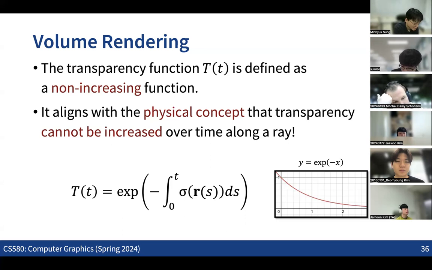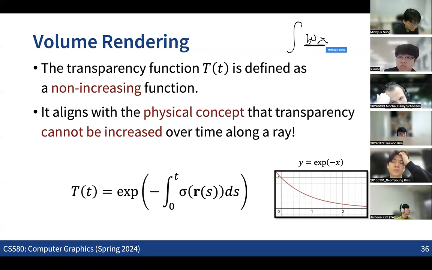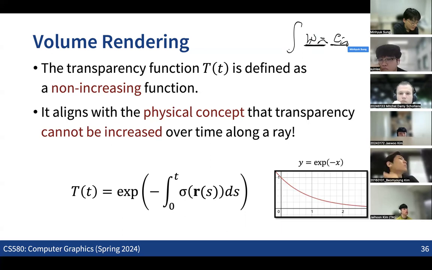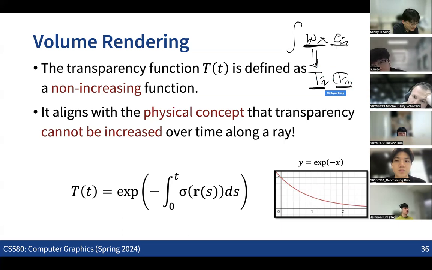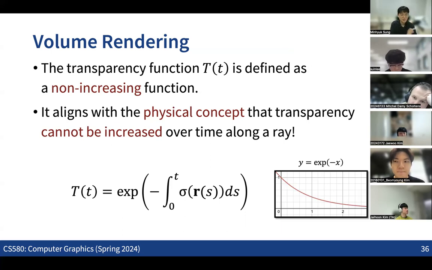So again, the basic idea is that we are taking an expected value: how likely the ray will stop at the point, and also the emitted radiance at the point. This probability is computed as the multiplication of the transparency and the opacity. The transparency indicates how likely the ray will not collide with anything until that point, and sigma here is the opacity, which means how much the ray will hit something at the point. The transparency is calculated based on the opacity, making it a non-increasing function, which is naturally aligned with the physical concept of occlusion. So this is the basic idea of the volume rendering equation.